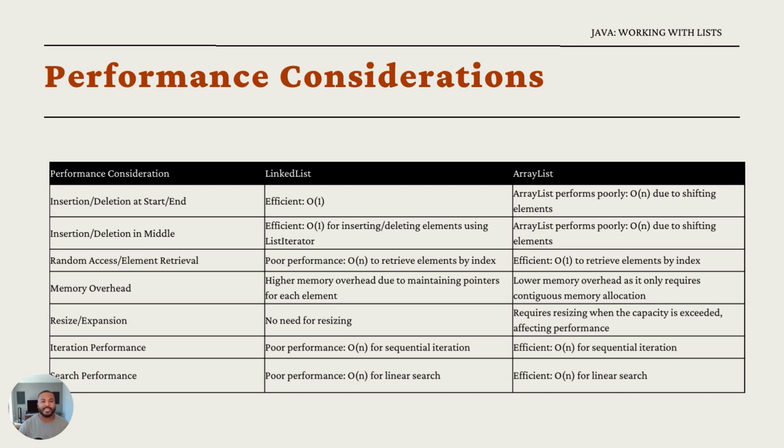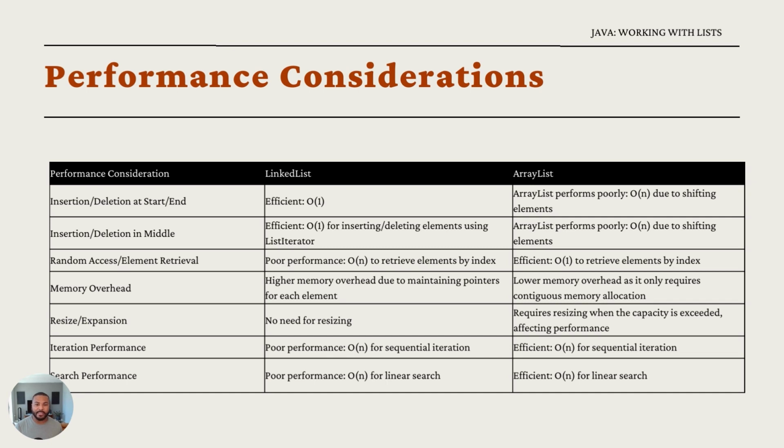Another consideration is iteration performance. For linked lists, iterating over a linked list can be slightly slower than an array list due to the extra overhead of following node references. The array list provides faster iteration performance because it allows direct access to elements through indexing, leading to a more efficient traversal.